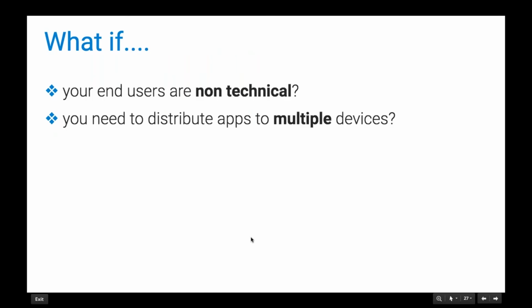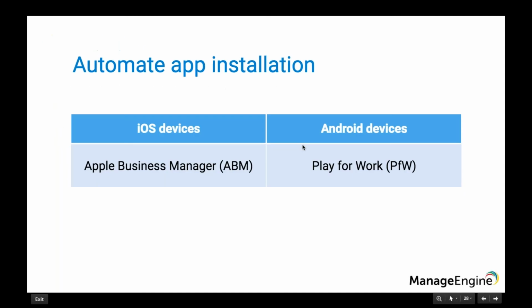But before that, let us try to further amplify and understand how big a problem this is. So what if your users are non-technical? They might not know what an Apple ID is or how to initiate installation or how to even add an Apple ID. Similarly, what happens in case you need to distribute this app to thousands and thousands of devices? So as I stated previously, automation is the answer, and MDM has just got the right methods for you.